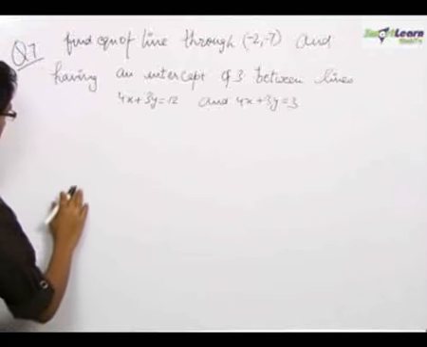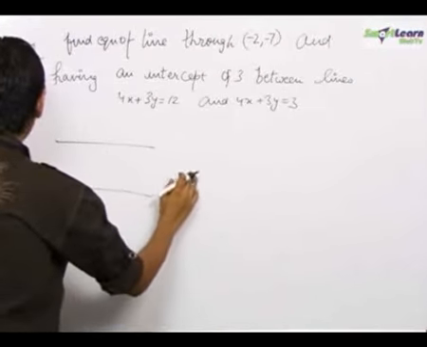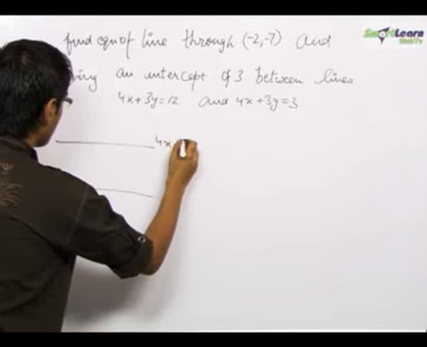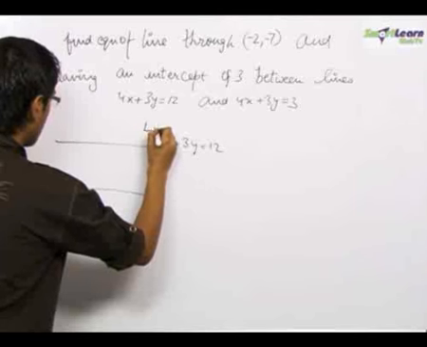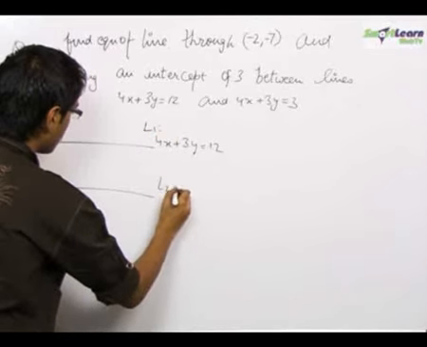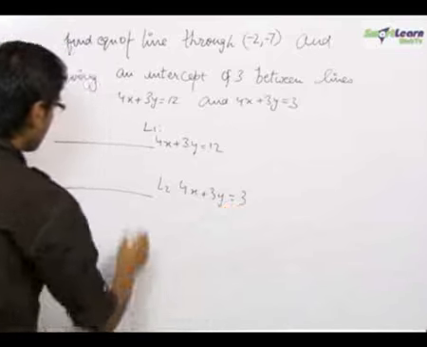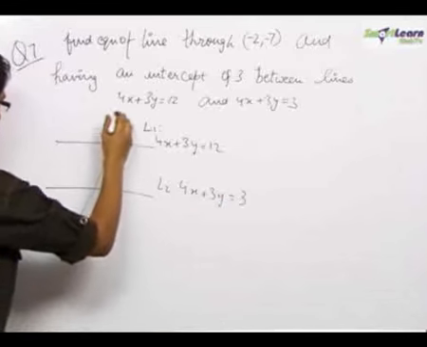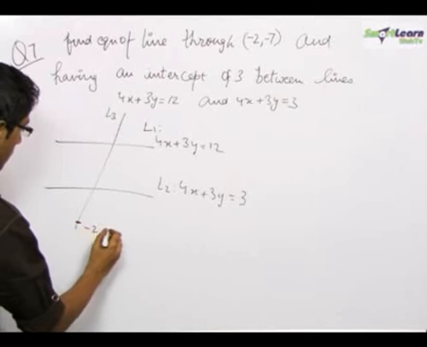Now as usual, we first draw the two lines. Let us say this is 4x + 3y = 12. Let us call this L1, and this is L2, 4x + 3y = 3, and this is a variable line. Let us call this L3, which passes through (-2, -7).